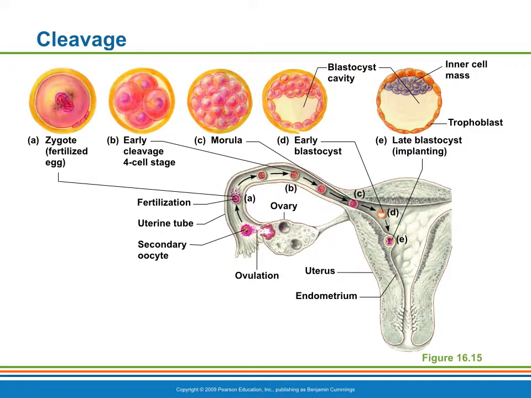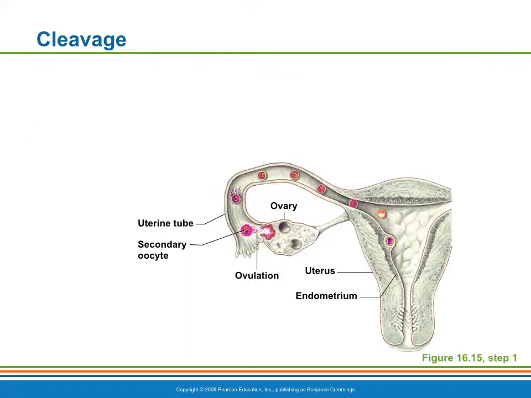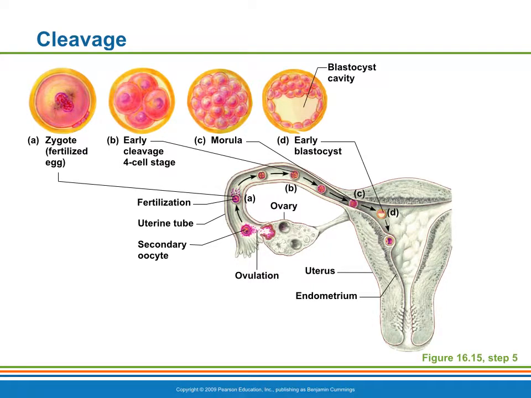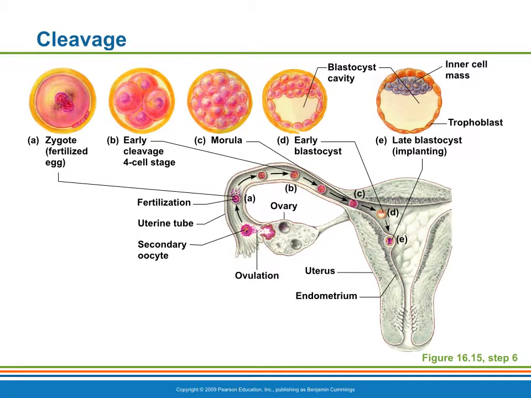Okay, this set of slides shows you the different stages that an egg will go through as it goes from zygote to this late blastocyst stage as it travels, makes its way down into the uterus before then it is implanted into the wall of the uterus.